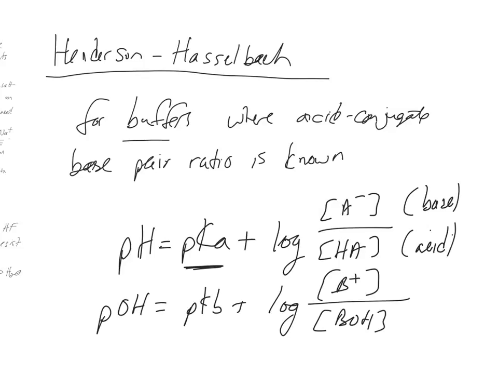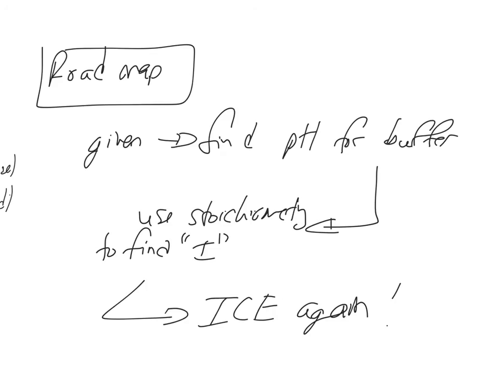All right. So if we're going to do a problem for buffers, we've got to roll out this whole roadmap situation. A buffer problem is going to change the situation a little bit. We used to just get the givens and then go ahead and find the pH. Well, in this particular problem, we're going to find the pH for the buffer first. Then we're going to add a bunch of chaos, adding H pluses or OH minuses. And then we're going to use stoichiometry to find a new I and then do it again.